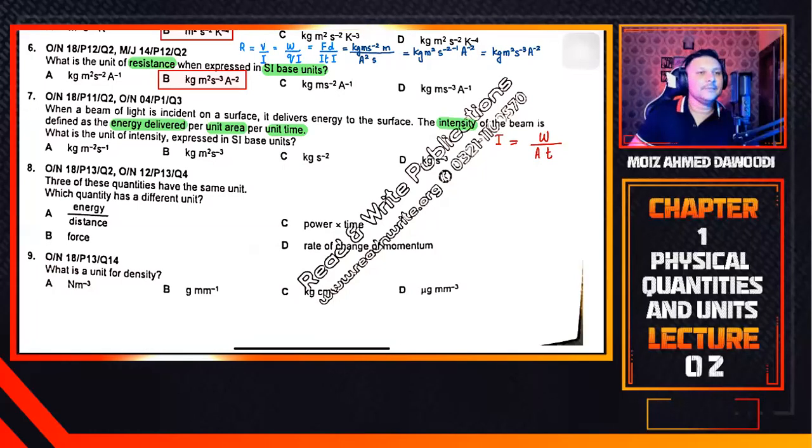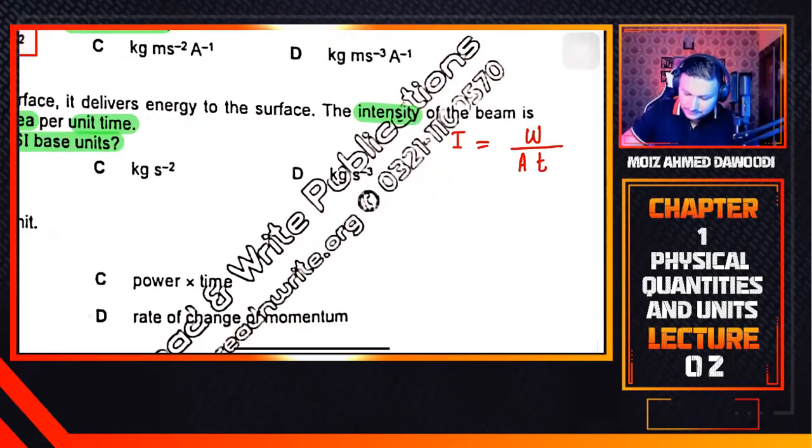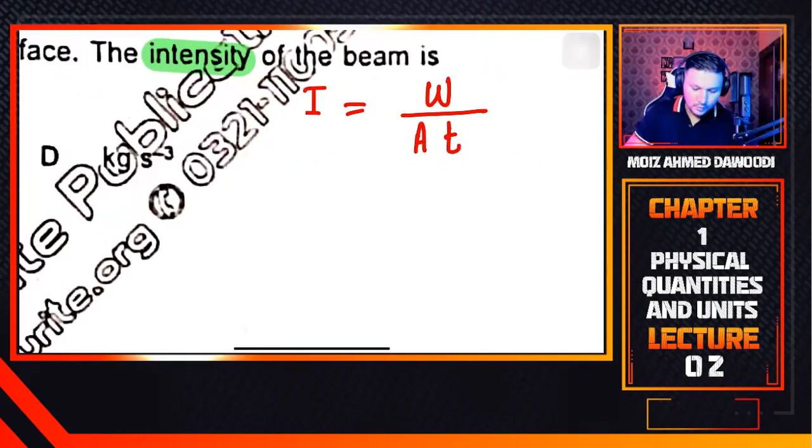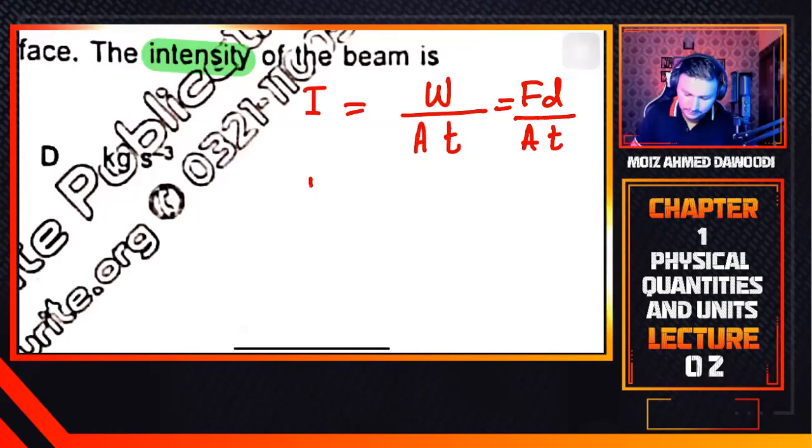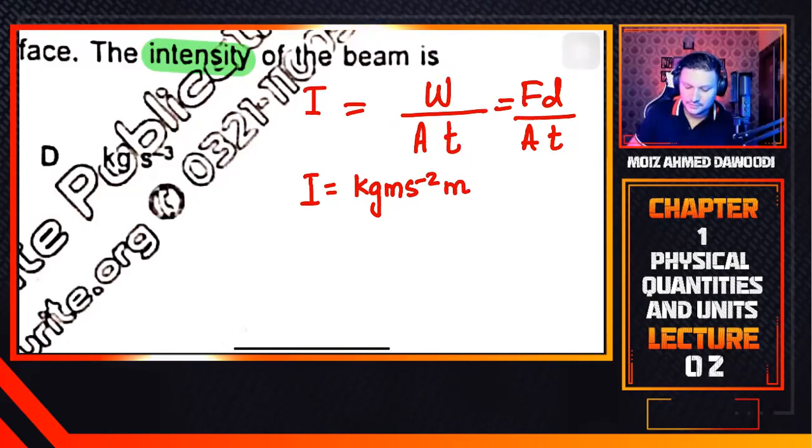When we study waves, once again I'll be teaching you that intensity concept in waves. What is the unit of intensity as expressed in SI base unit? Let's see. This is work. Work can be broken down into F into D, and area into time. For force, kg m s^-2. For distance, meter. For area, meter square. For time, second.